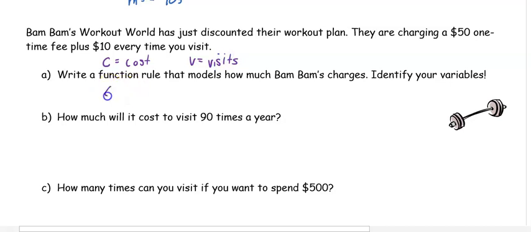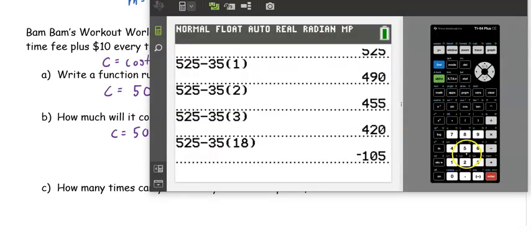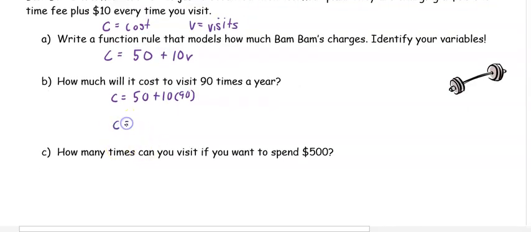So in our function rule, we would have cost equals. We're paying $50 to sign up to join the gym, plus $10 for every visit. So plus 10V. So how much would it cost for 90 visits? So our cost is equal to 50 plus 10 times 90 visits. 50 plus 10 times 90 would get us a cost of $950.